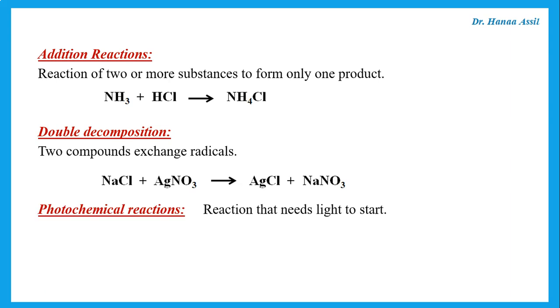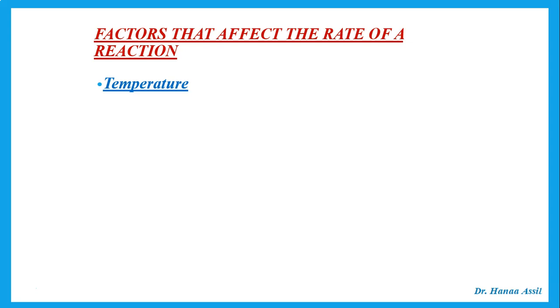What's a photochemical reaction? A photochemical reaction is a reaction that needs light to start. So the light provides the activation energy needed for the reaction to start. So we have the reaction of alkanes with halogens in presence of UV light. This is a photochemical reaction. And of course, also we know photosynthesis. Photosynthesis is a reaction that needs light, so it is also an example of photochemical reactions.